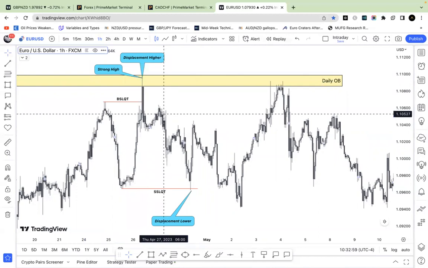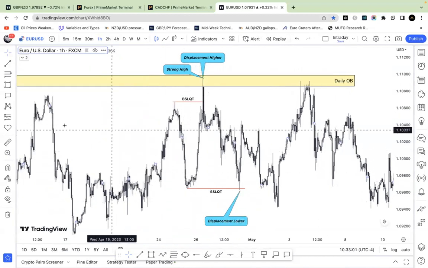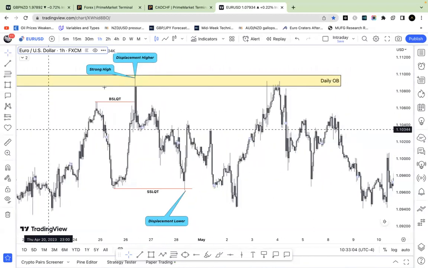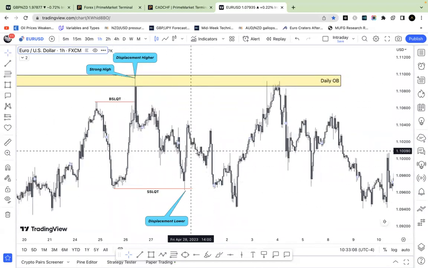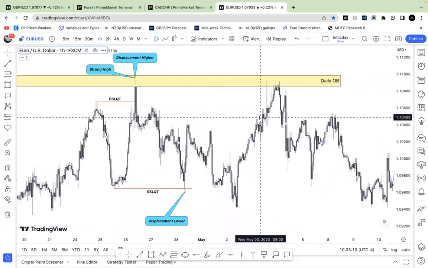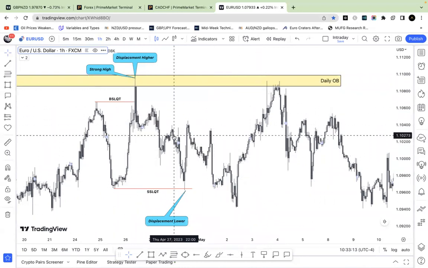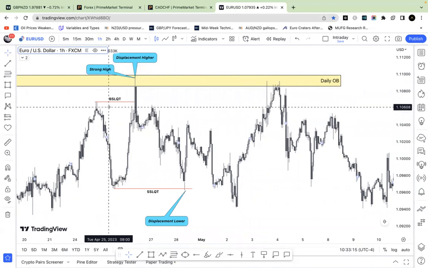Internally now is what we're focused on. Anything taken to the left in terms of buy side is internal. And then now that we have a strong high and a new dealing range, everything else inside of the dealing range is internal. Oh, my bad. You have external, outside.